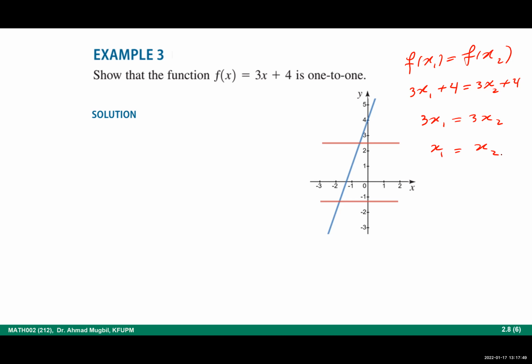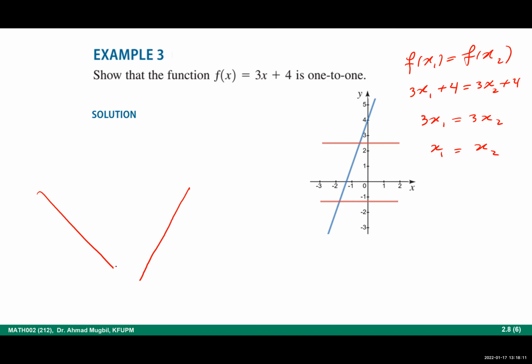Can we generalize now? Since this function is linear, when you have a line like this or a line like this, whatever, whether its slope is positive or negative, it will always be one-to-one. So can we say that every linear function is one-to-one? Yes. Sure? Yes.